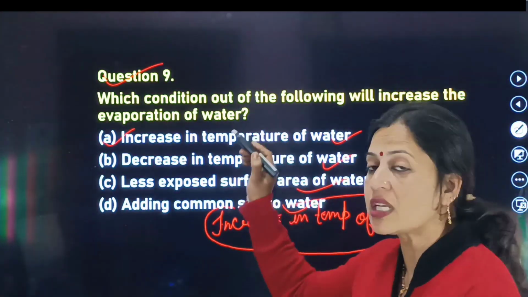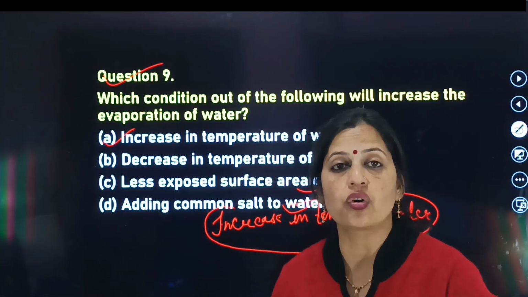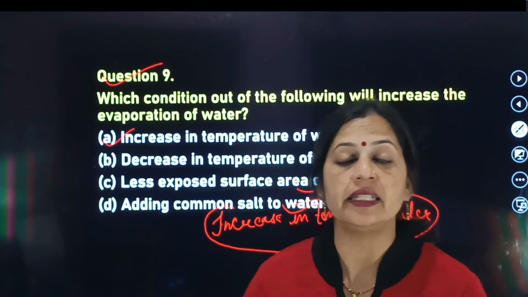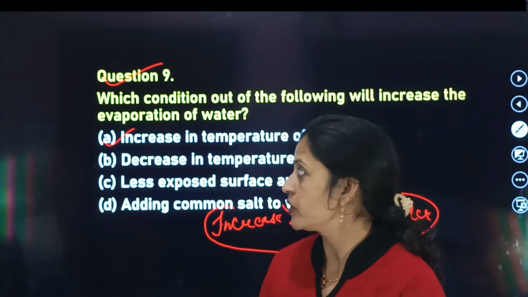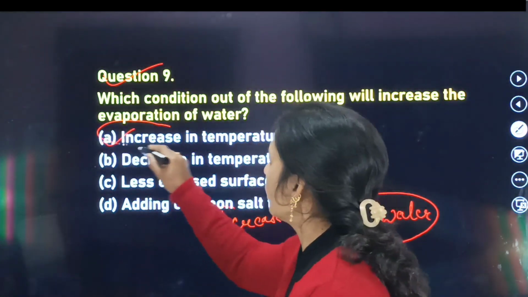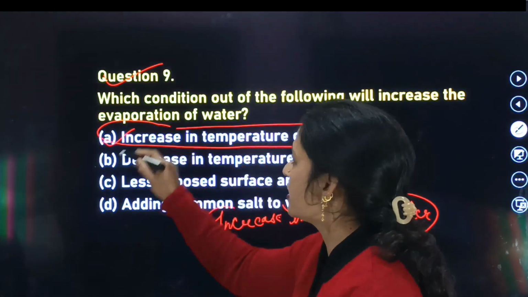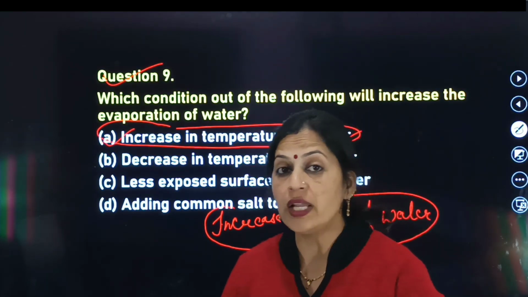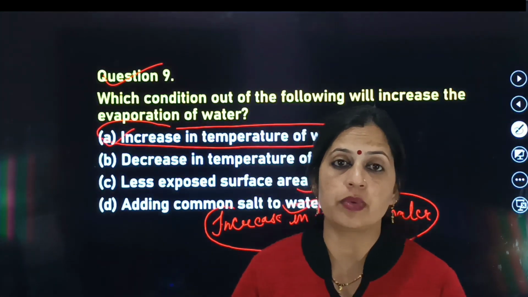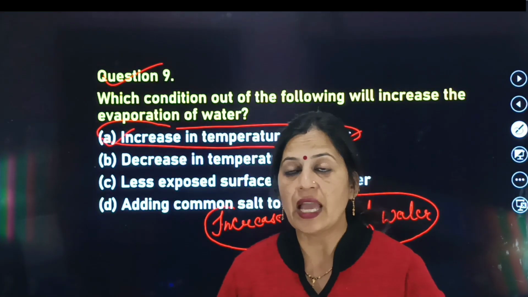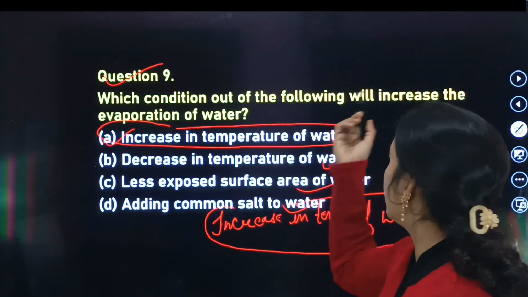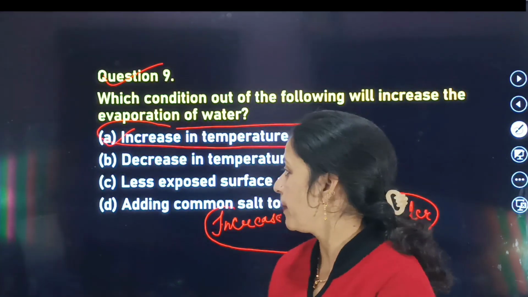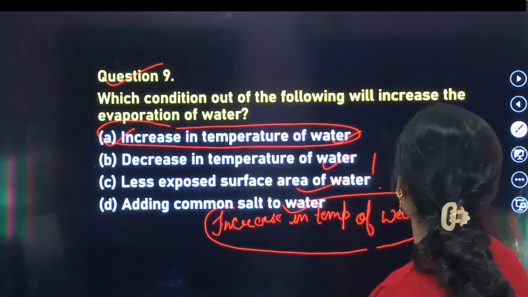तो यही कंडीशन है जिस पर हम इवेपोरेशन ऑफ वाटर को इंक्रीज कर सकते हैं, एंड दैट कंडीशन इज नोन एज इंक्रीज इन टेम्परेचर ऑफ वाटर. So this is the correct answer for the question number 9, that is increase in temperature of water. While this condition, when we increase the temperature of water, at that condition we can easily increase the evaporation of water. Rest are the wrong options.